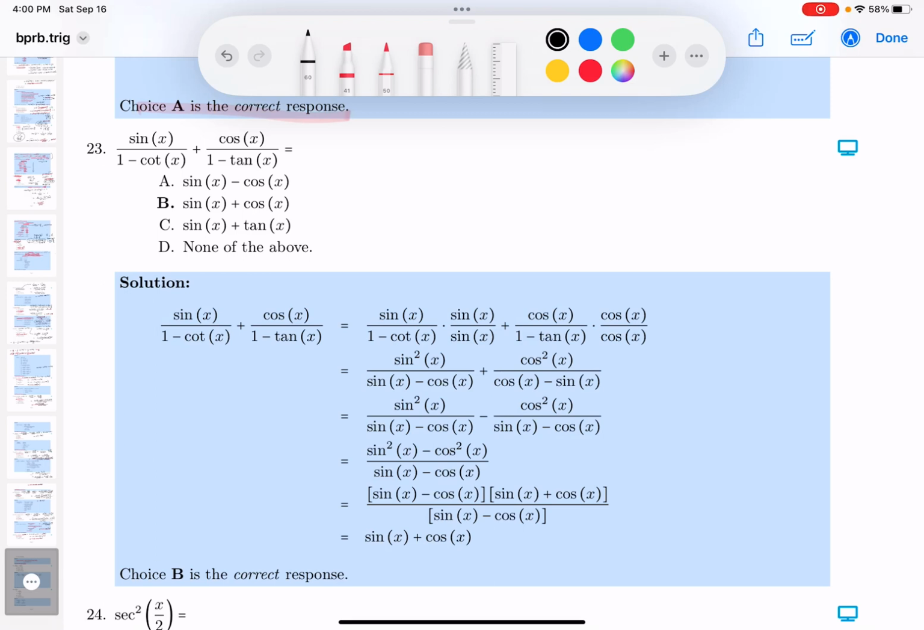All right, let me re-add it one term at a time. So it's going to be sine x. The bottom is 1 minus cosine x over sine x. Now, that's the first term. I'm going to try to clear the fraction there, the complex fraction, by multiplying by the minor LCD, which is sine squared.